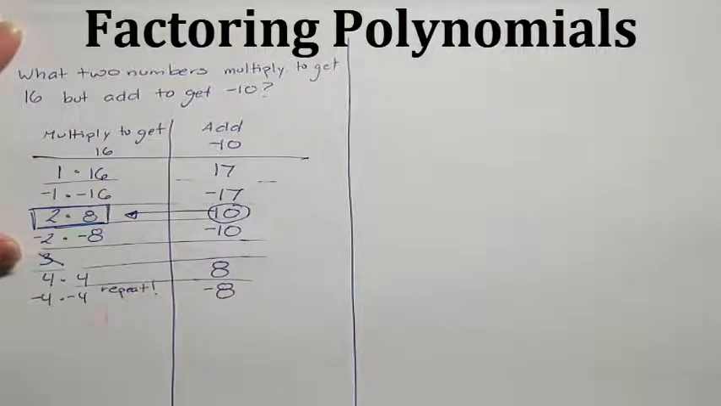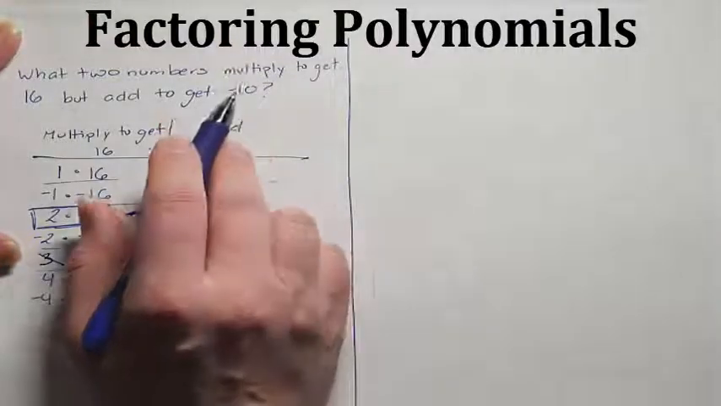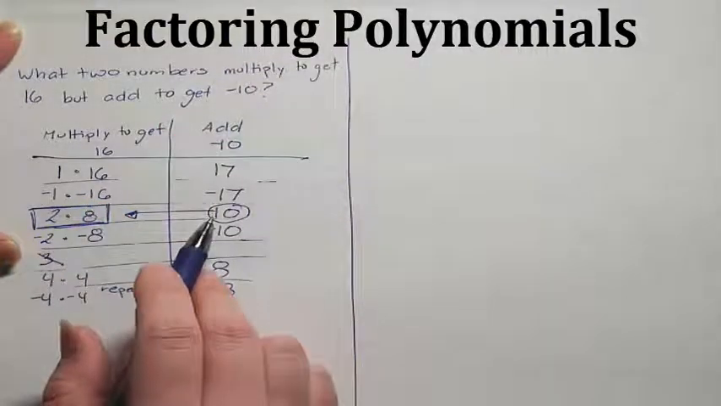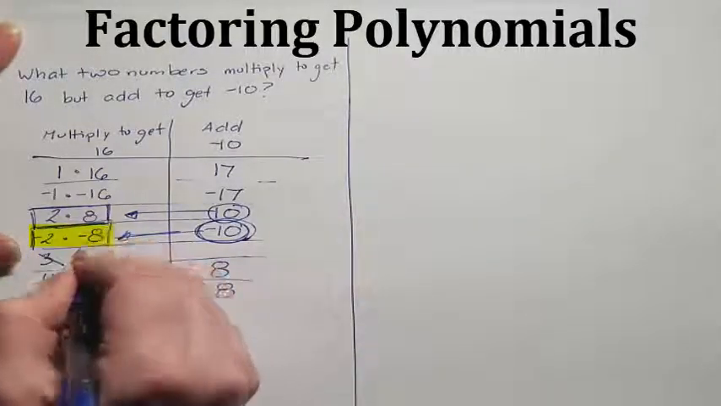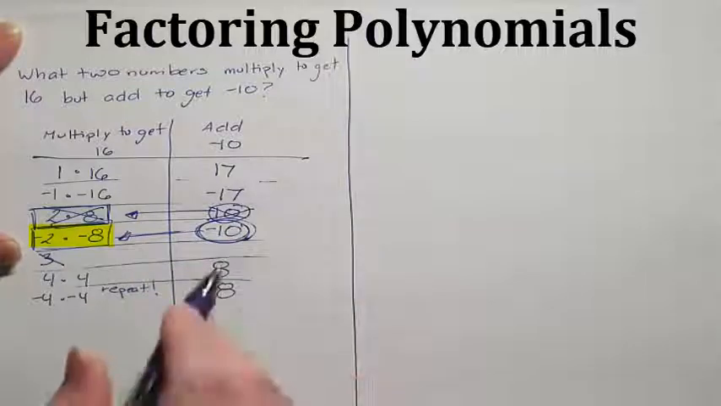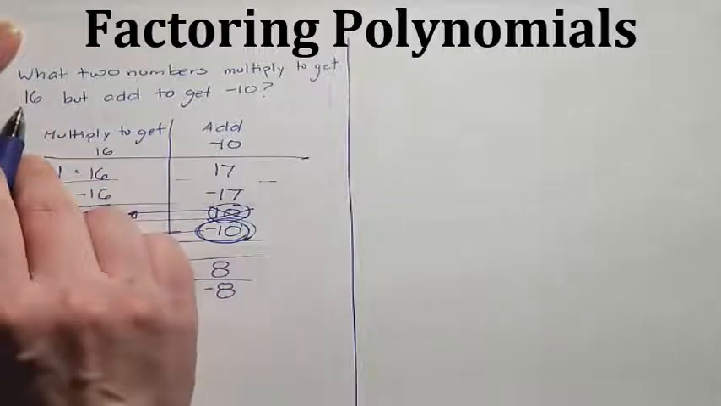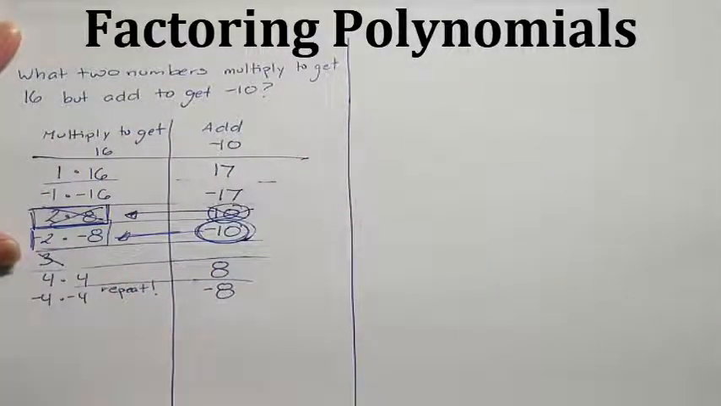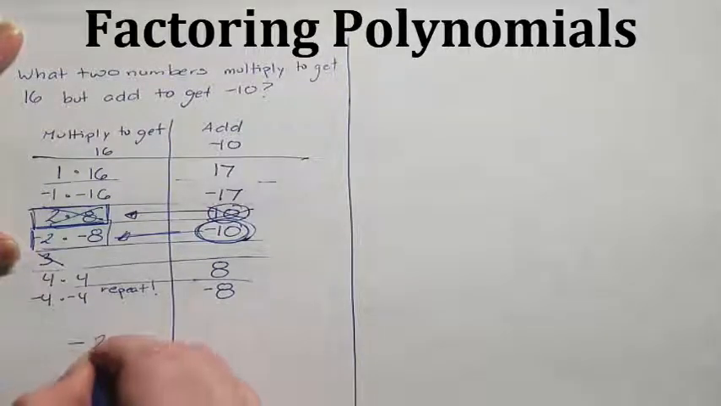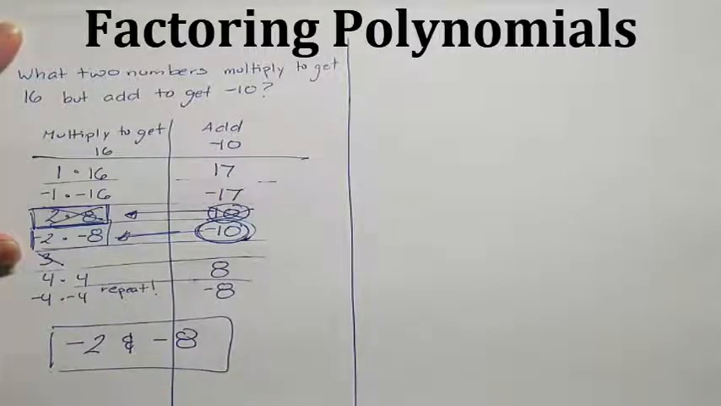So what two numbers multiply to give me 16, but when you add them, oh, I'm wrong. We needed a negative 10. I circled positive. It was this one, which means that these are the two numbers that we needed. Not this one, not that one. Watch out for your negative signs. So negative 10. So what two numbers multiply to give me 16, but add to give me negative 10? This negative 2 and the negative 8. So my final answer is negative 2 and negative 8 were the numbers that I would multiply together to get a positive 16 and add to get a negative 10.